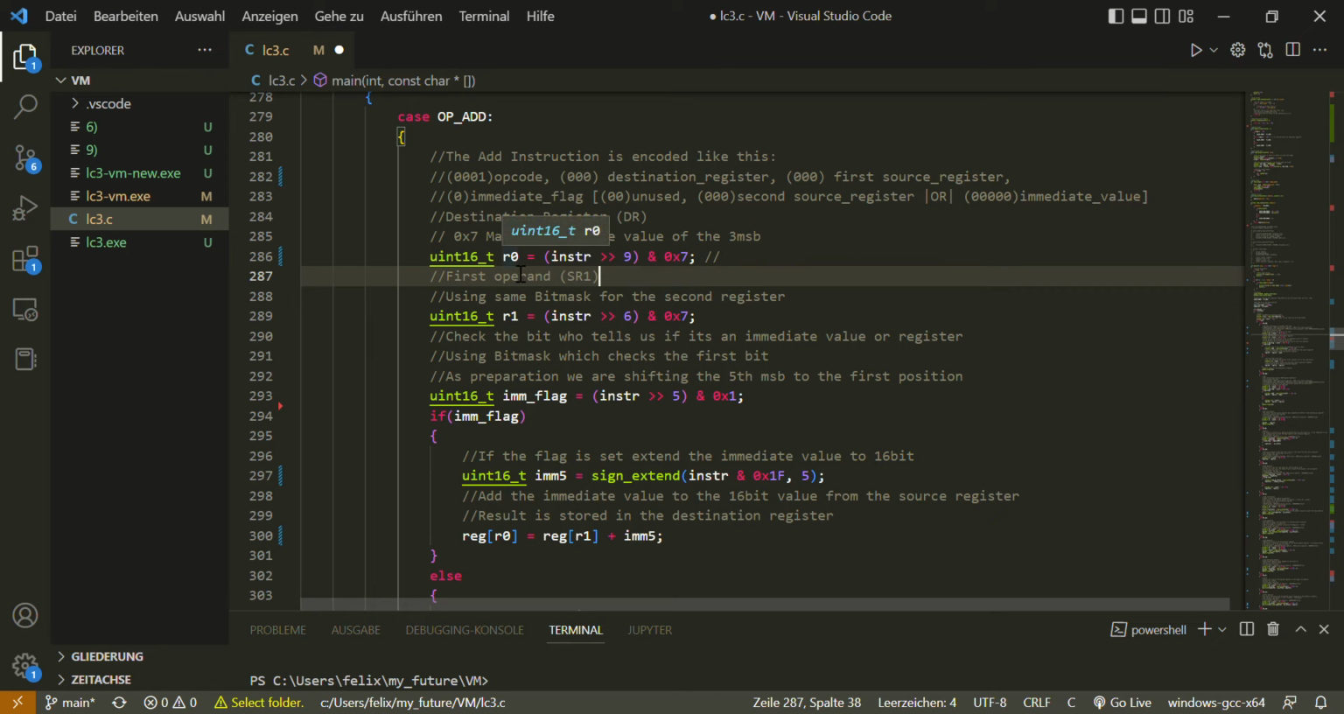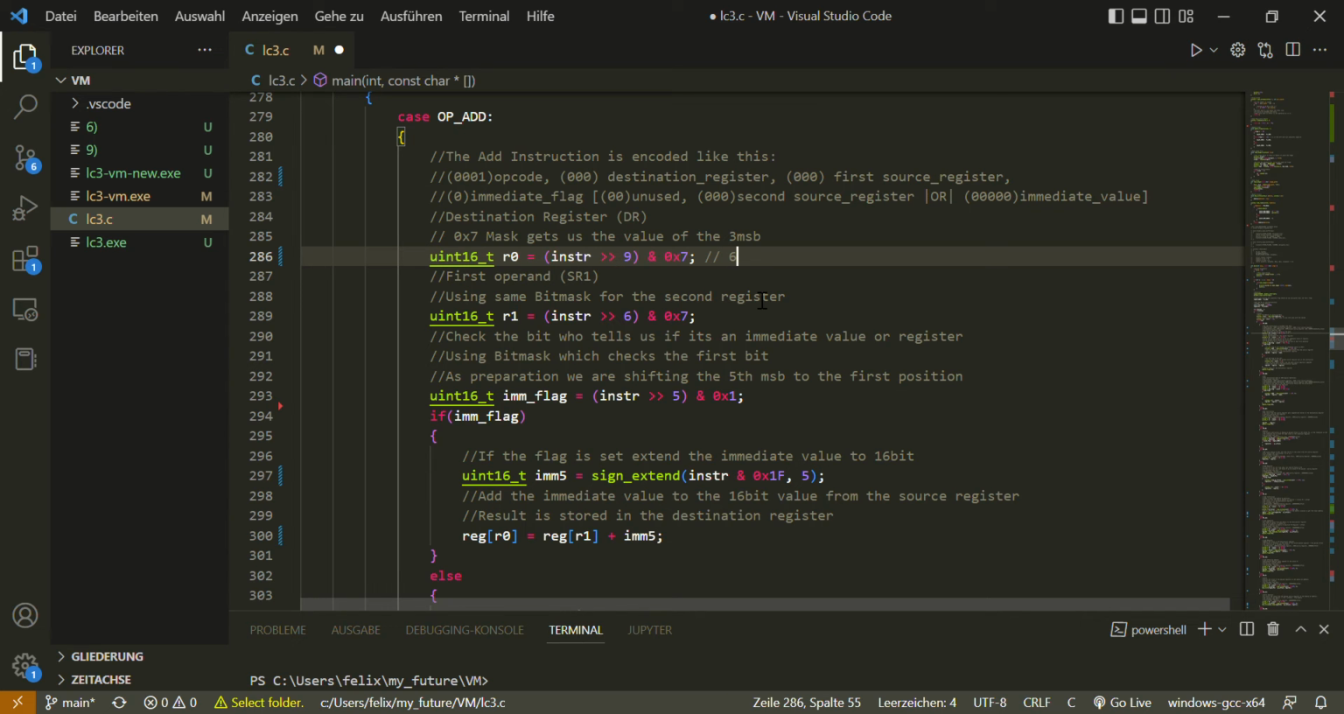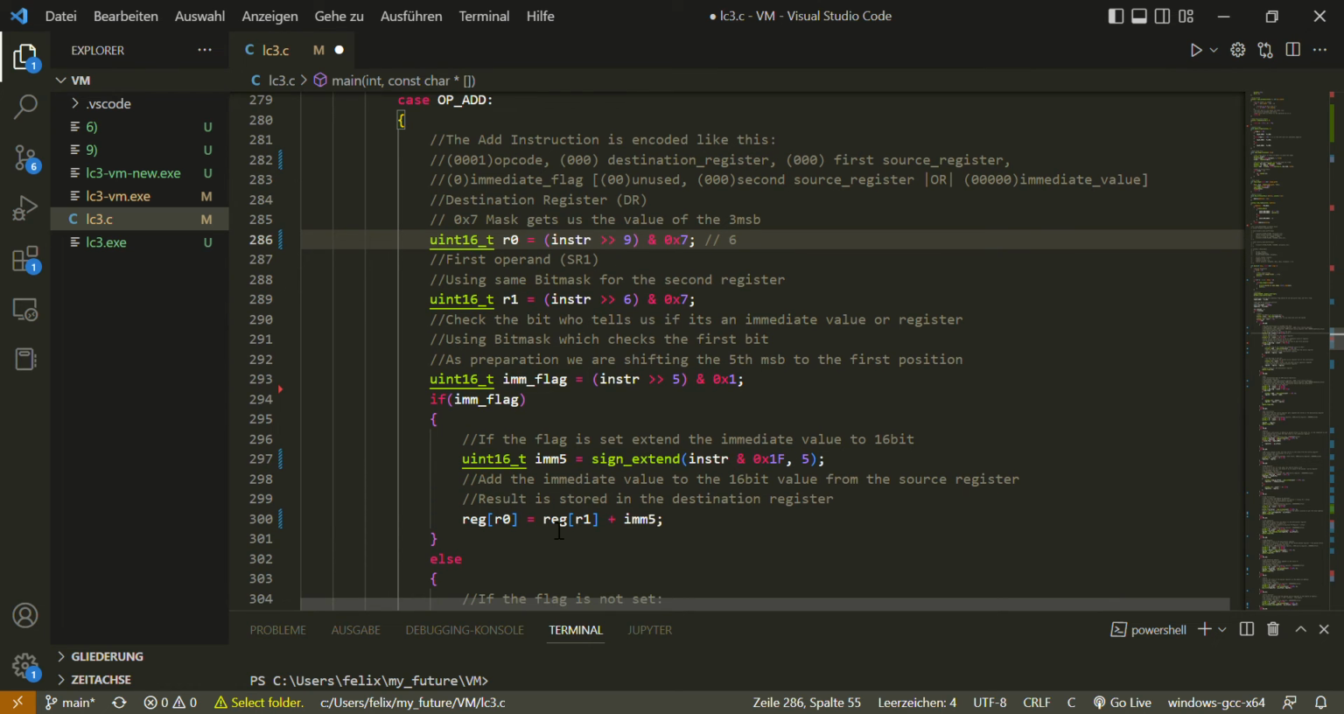And here we have the index for our destination register. Here we have the value 6, and this is just from my example. We don't have the 6 at any time here, just in the example I created. Okay, here we have the value 6, and that would mean in this case the result is stored in register 6.